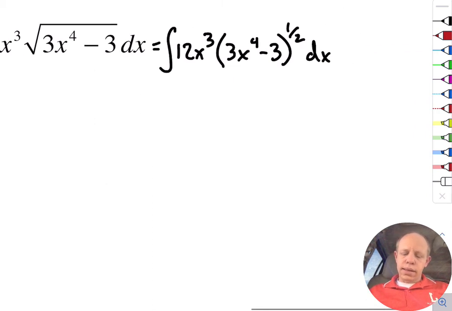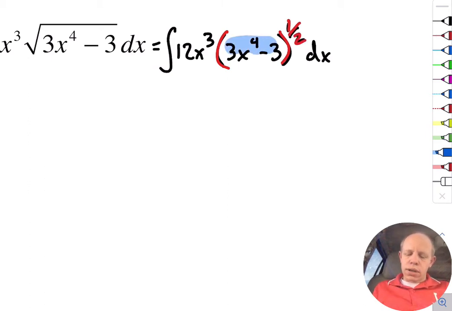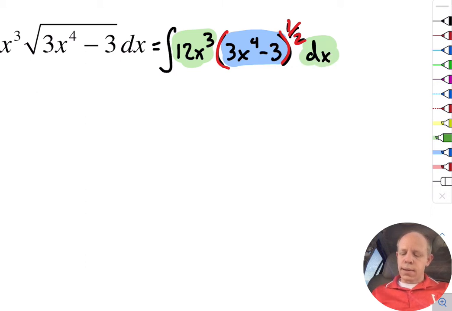All right, so looking at this, it looks like I have a composite, something raised to the 1/2. I do have an inner function here, 3x to the fourth minus 3. And what I'm going to try to see is, what is the derivative of 3x to the fourth minus 3? And you'll see that it is 12x cubed. We got our dx in there. And so when we go to integrate this, we're going to raise the outer function power by 1. Okay, so 1/2 is going to go up to 3/2.